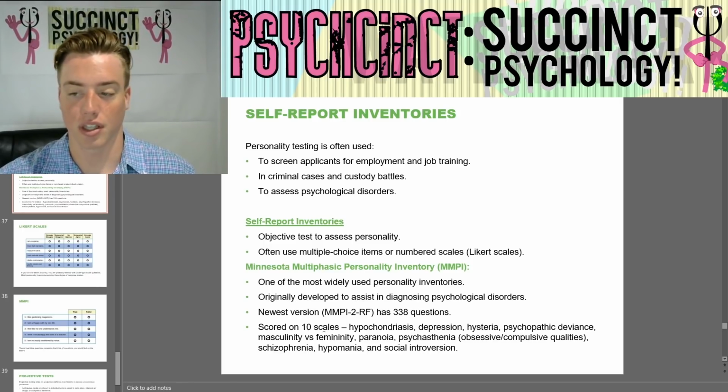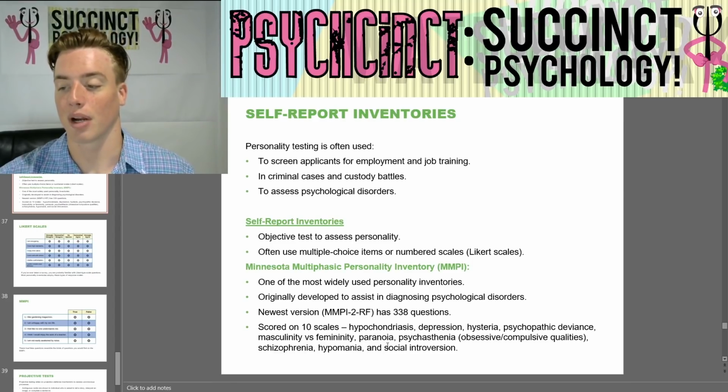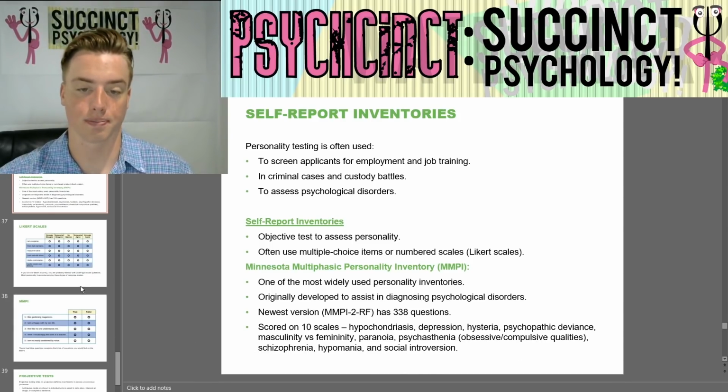And the newest version, the MMPI-2-RF, has 338 questions and is scored on 10 scales: hypochondriasis, depression, hysteria, psychopathic deviance, masculinity versus femininity, paranoia, and psychasthenia, or obsessive compulsive qualities, schizophrenia, hypomania, and social introversion.